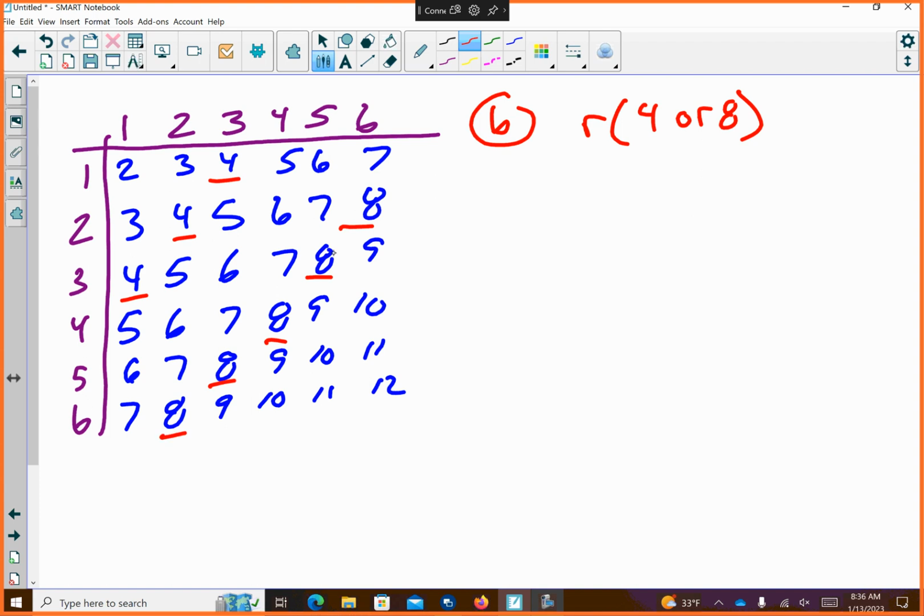Okay. So that's 1, 2, 3, 4, 5, 6. Wait. 1, 2, 3, 4, 5, 6, 7, 8. So there happens to be 5 of these outcomes. Okay. I can roll a 4 or an 8. There's 5 outcomes. There's 36 total outcomes that take place.